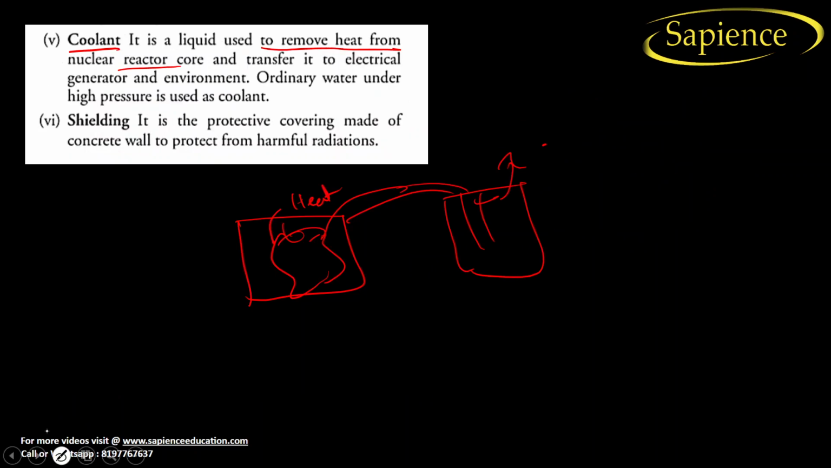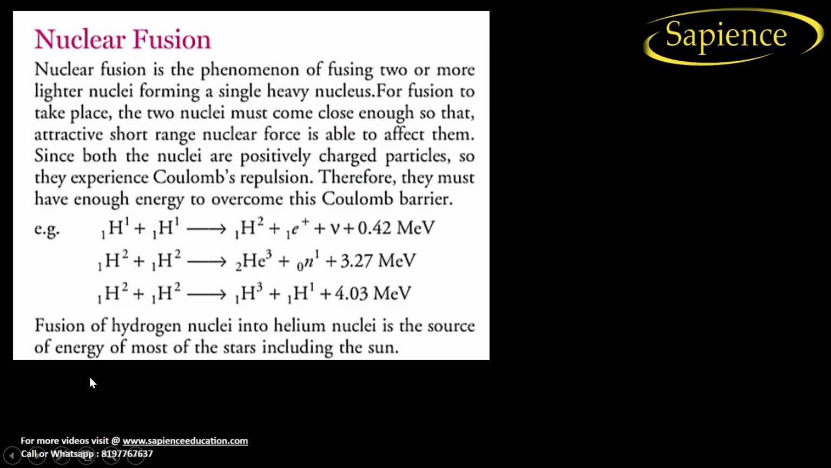Now next is shielding. Shielding is very important. It is a protective covering made of a concrete wall to protect from the harmful radiation. Apart from this, it is very dangerous because it will always release radiation. So lots of precautions have been taken to prevent radiation.